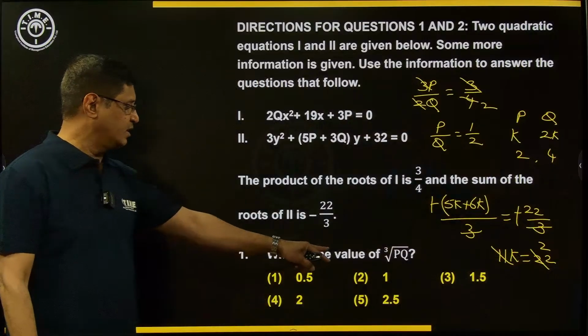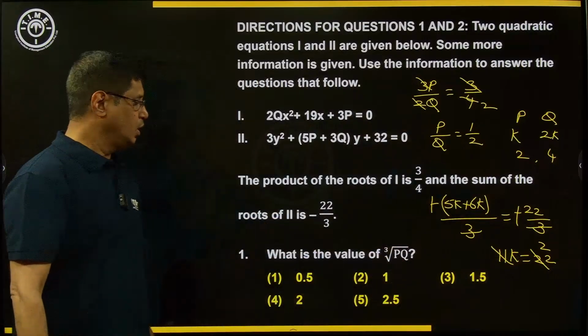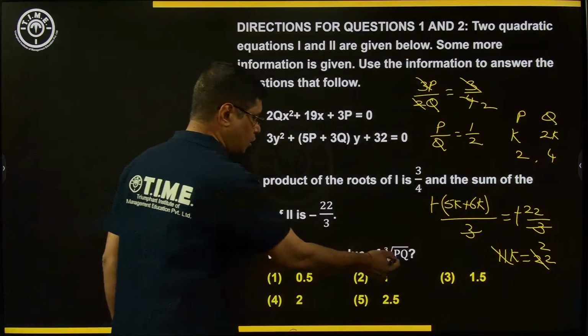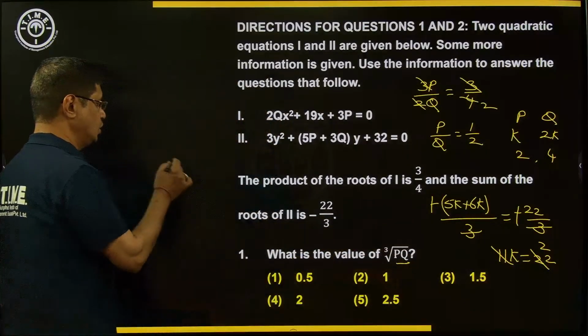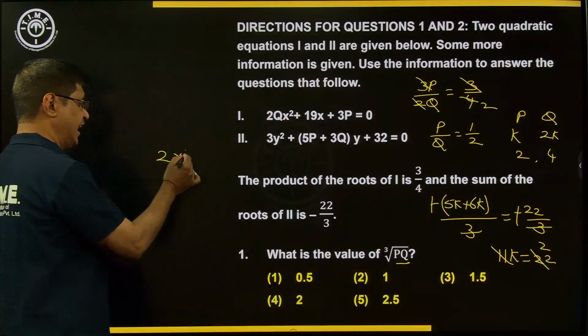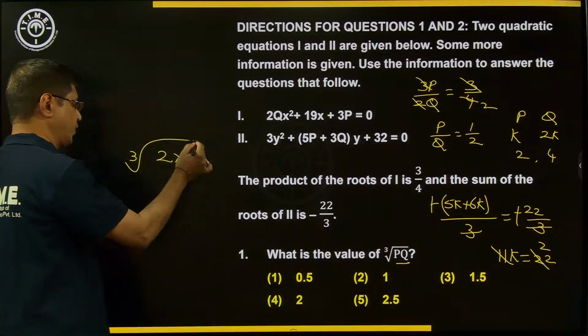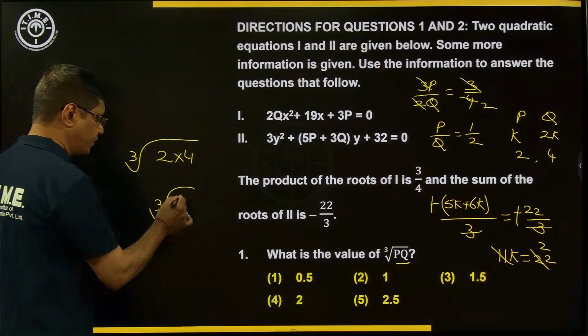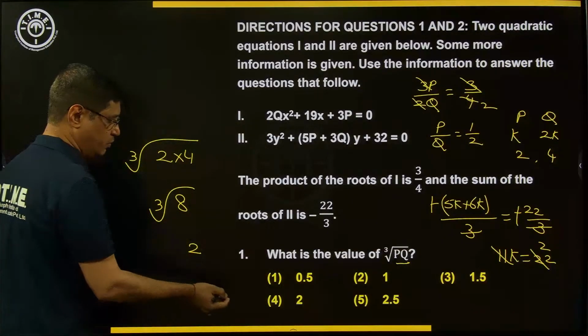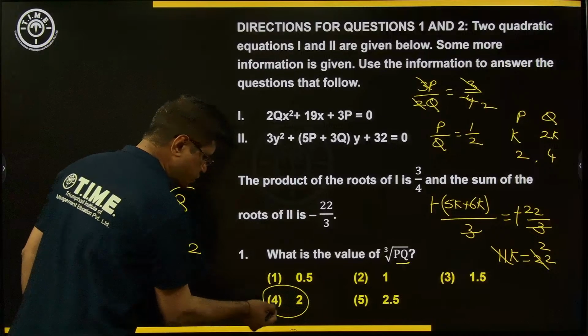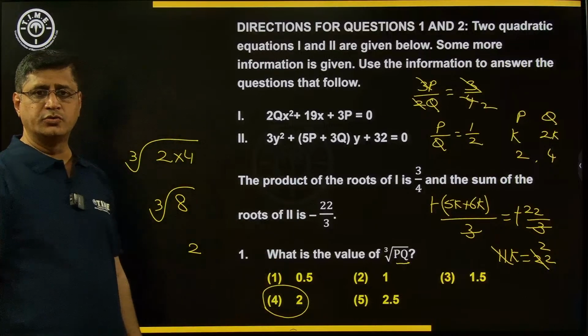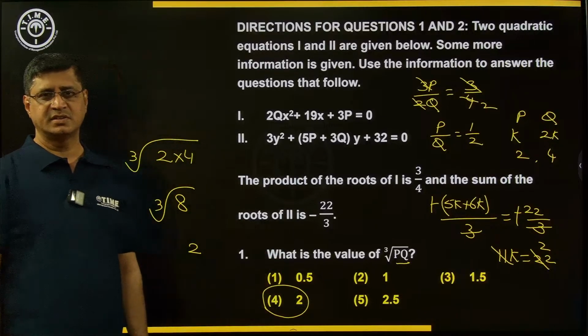Now what is the value of the cube root of PQ? PQ means P into Q. That is 2 into 4, 8. Cube root of 8 is equal to 2. What is the right choice? Option 4. Choice 4 is the correct answer for this question.